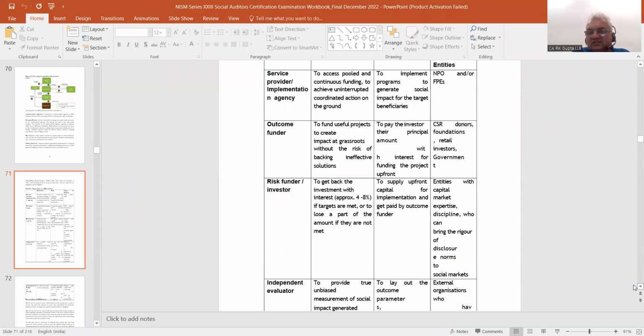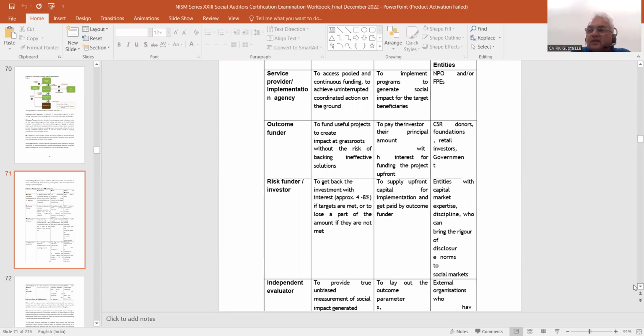Definitely, besides this interest, they will be getting some tax concessions also. Like suppose if you invest in infrastructure bonds, then you get some tax concessions. So similarly, tax concessions will be there for these risk funders or investors also.